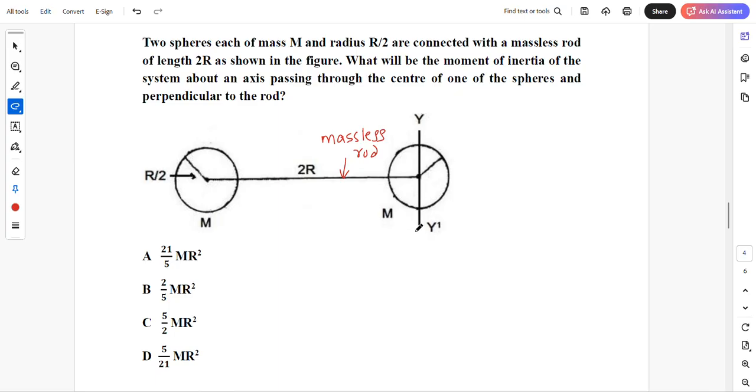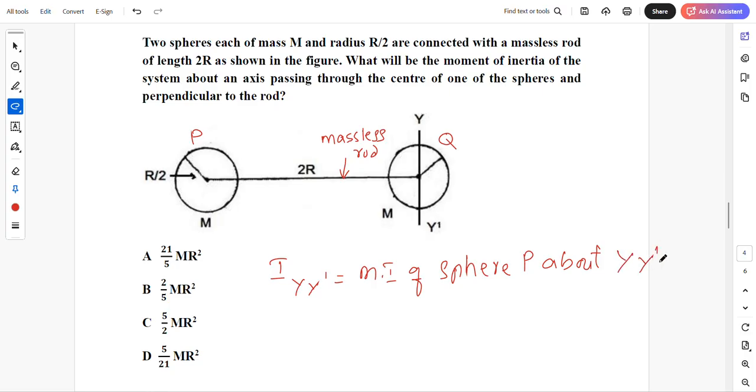They are supposed to calculate this. Let me call this sphere P. What is I_y'? I_y' will be equal to the moment of inertia of sphere P about y' plus the moment of inertia of sphere Q about y'. We need to calculate I_y'.